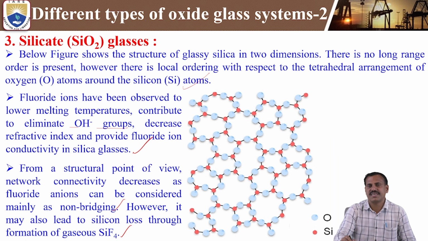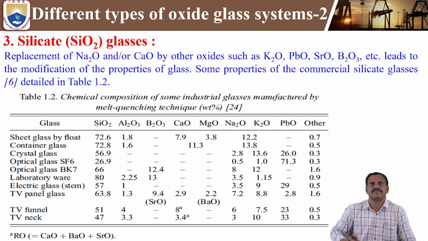This is the structure of the silicon dioxide glass system. Here the silicons are surrounded by the different oxygens. So this is the structure of the silicate based glass system.